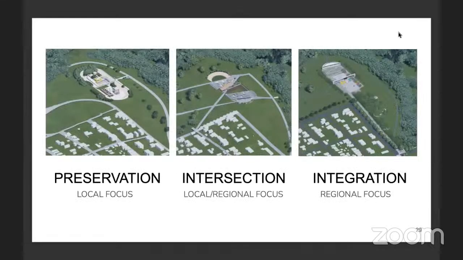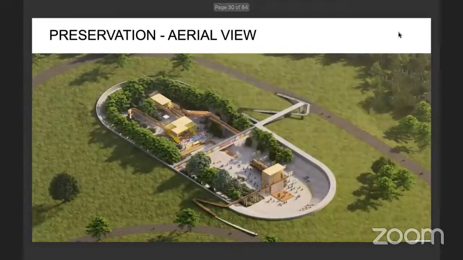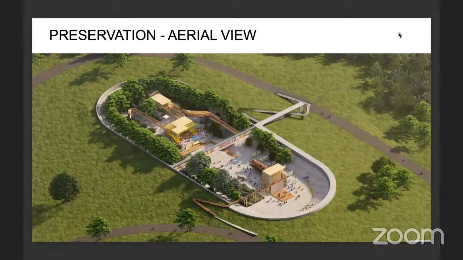And so our 3 design schemes are preservation, which has the least amount of physical intervention and is more locally focused. And there's intersection, which is pretty moderate on the intervention. They're thinking about things local and regional, and then integration would be the most amount of physical intervention and has the regional focus. So we're now going to jump into the 3 design schemes.